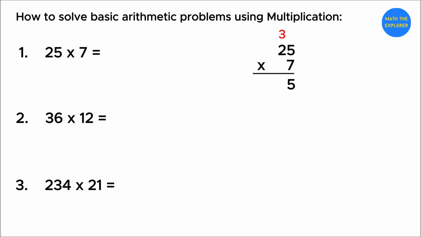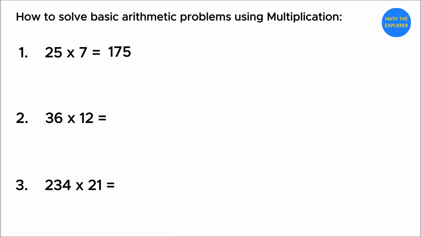Now multiply the digit in the tens place of 25, which is 2, by 7. So 2 times 7 is equal to 14. Add the carried over 3 to 14, which is 14 plus 3 equals 17. Write 17 in front of the 5. So the final answer is 175.